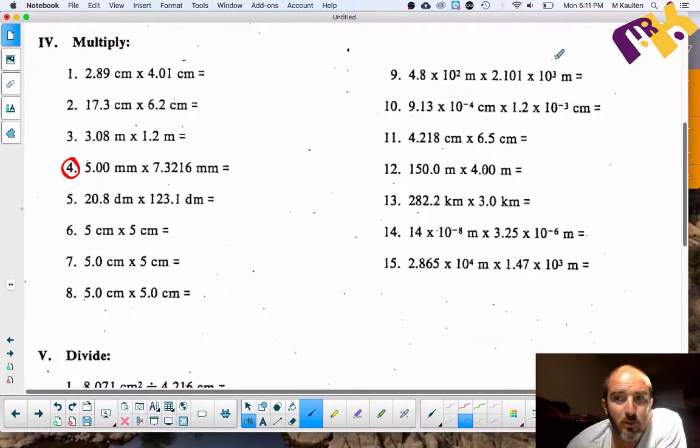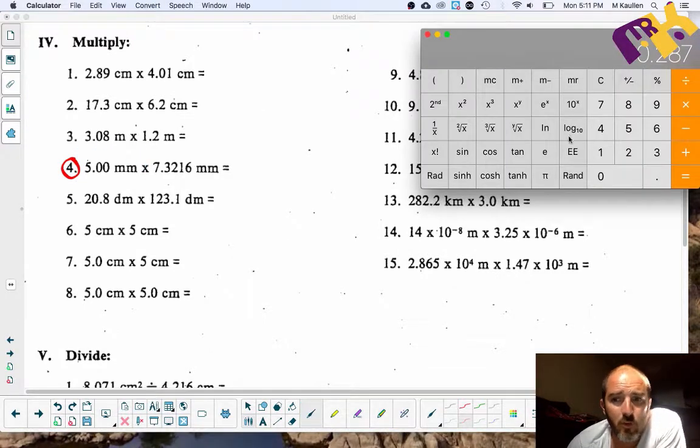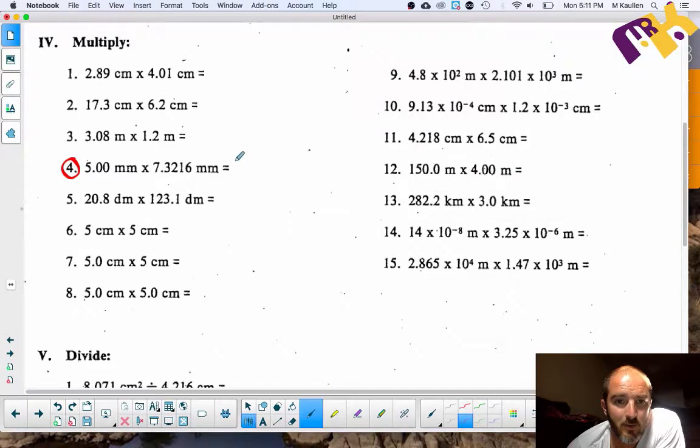All right, so we're going to go ahead and do the math here. So we take our 5.00, and we're going to multiply this by 7.3216, and we'll hit enter. All right, and we get 36.608, so we'll write that down. 36.608. That's millimeters, but we're not done with it yet. All right, so here's the rule. When we multiply or divide, our answer can be no more significant than the number with the fewest.